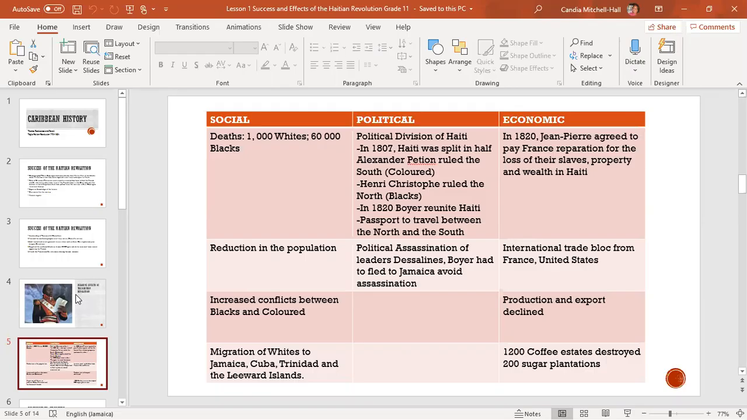Another negative effect was that there was a lot of political division in Haiti. One of the major divisions was that the country was separated into two parts. In 1807, Haiti was split in half. Alexandre Pétion ruled the south, and he was a colored leader, mixed between mulatto, black and white, while Henry Christophe ruled the north, and he was a black leader. And so there was division within Haiti.